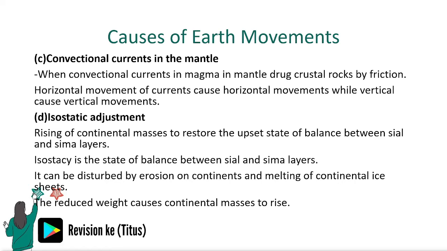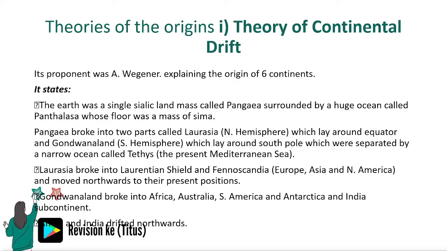So, theories of the origins. And the first theory we are going to discuss is the theory of continental drift. It states that the Earth was a single landmass called Pangaea, surrounded by the huge ocean called Thalassa, whose floor was a mass of SIMA.